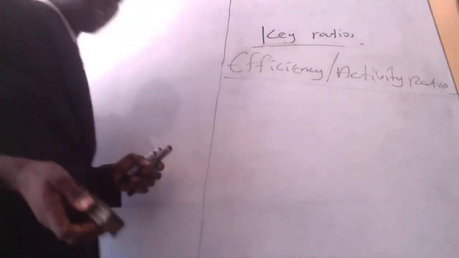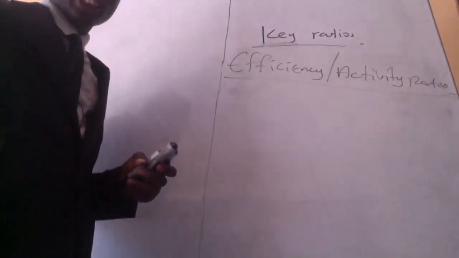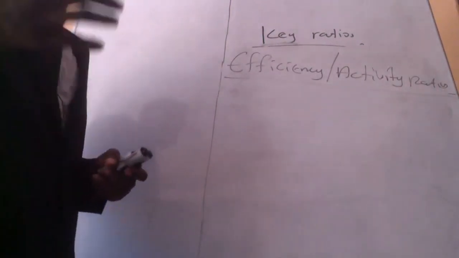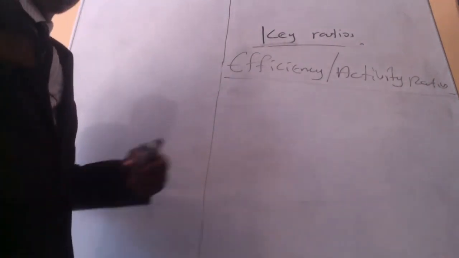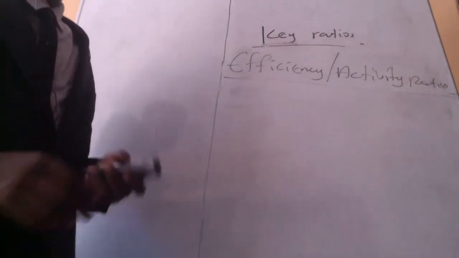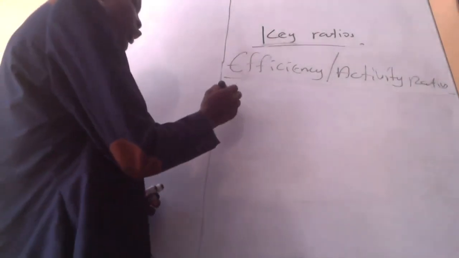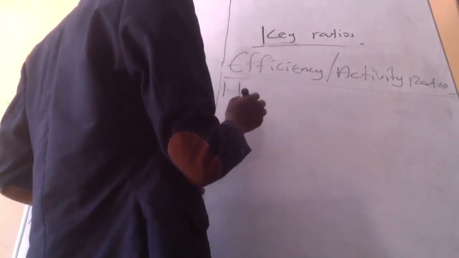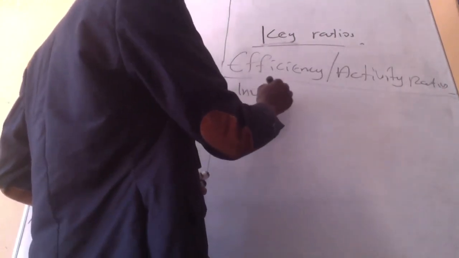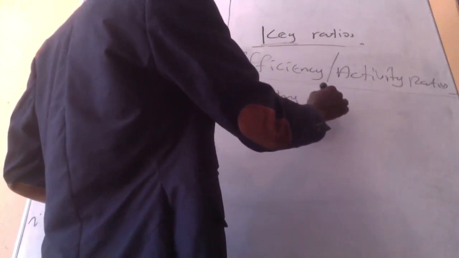So don't forget that we said efficiency just measures how best you are using your assets to generate enough cash and sales for your operations. That's all. The first ratio on the list will be inventory turnover. Good.